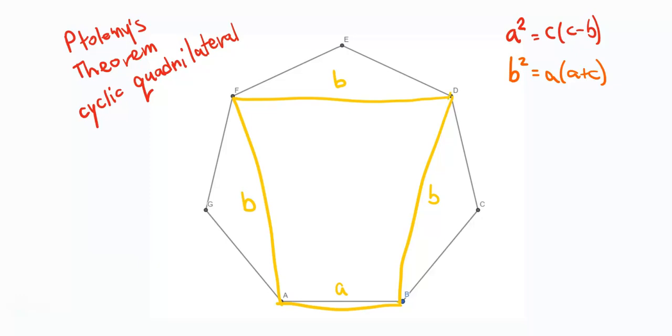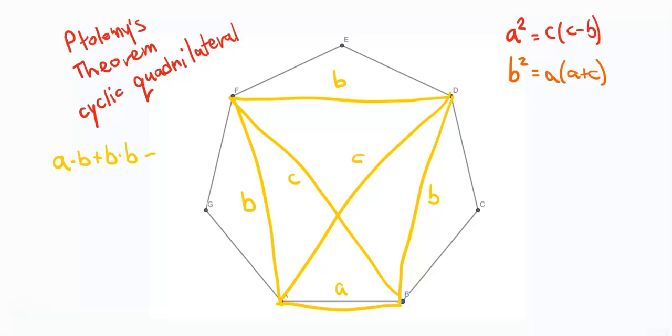Well, where do the C's come in? If we connect A to D and B to F, we're skipping two vertices, so we get the long diagonal of C's. So if we go through with Ptolemy's theorem again, A times B plus B times B equals C times C. So we'll get AB plus B squared equals C squared, just like so there. You'll notice they both have a B here, so factor that out: B times A plus B equals C squared. So I'll write this over here in my collection.